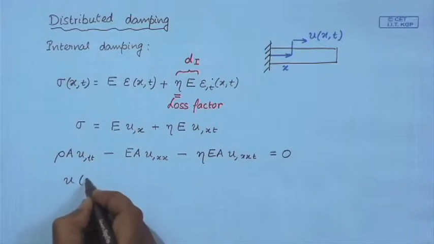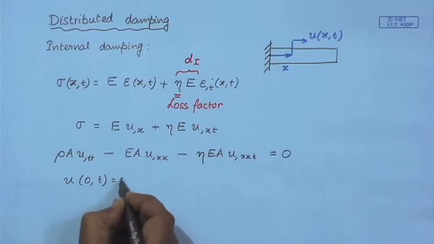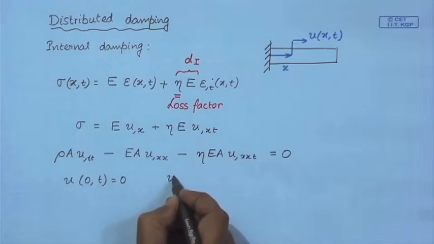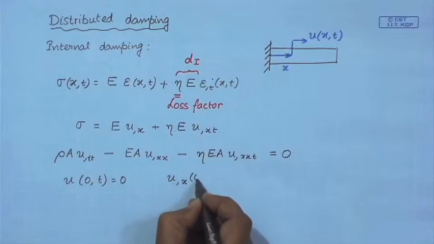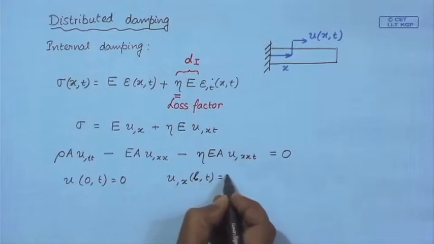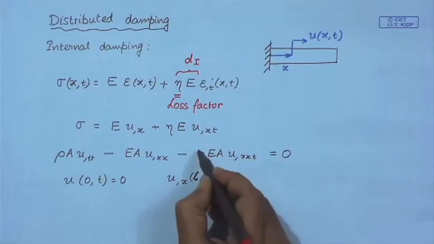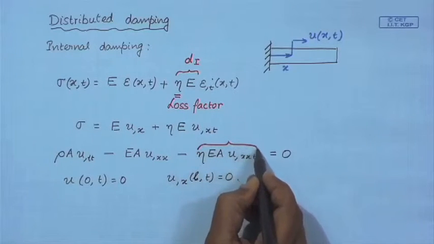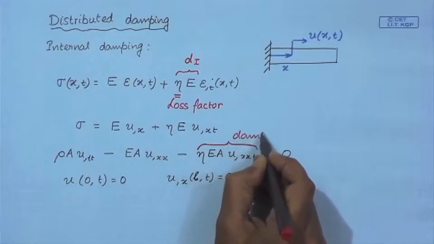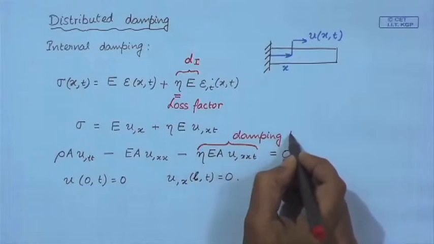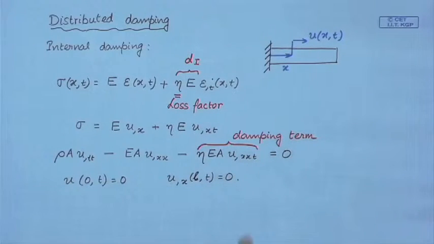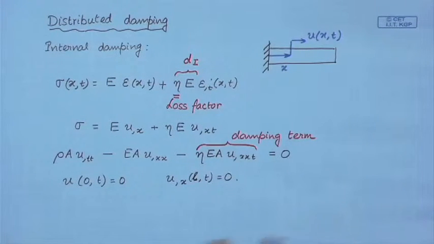and along with the boundary conditions, so this is the damping term. So, we have obtained this term by introducing this additional strain rate term in our constitutive relation.